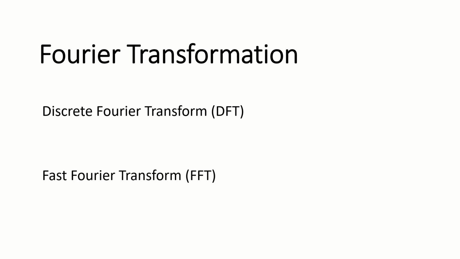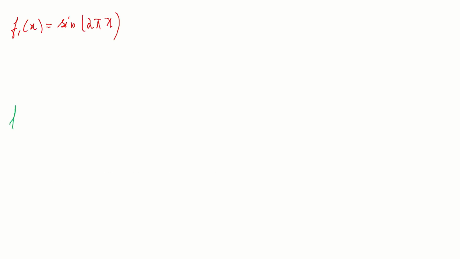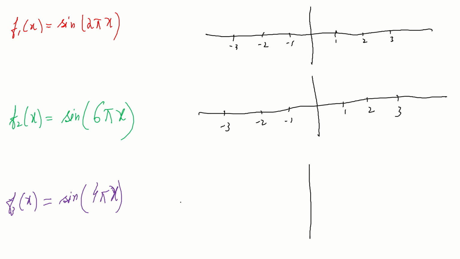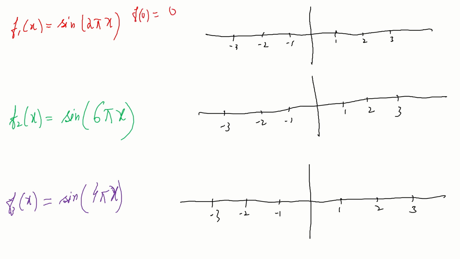So let's get started. We start with the sine function. We have three sine functions denoted by f1, f2, and f3. f1 is equal to sine 2 pi x, f2 is equal to sine 6 pi x, and f3 is equal to sine 4 pi x. Let us plot these three functions on the xy plane. If we put x equals 0 in f1, we obtain f1 of 0 equal to 0 because sine 0 is 0. Next, f1 of 1 by 4 is equal to sine pi by 2, which is equal to 1. So we plot the value 1 corresponding to x equal 1 by 4.